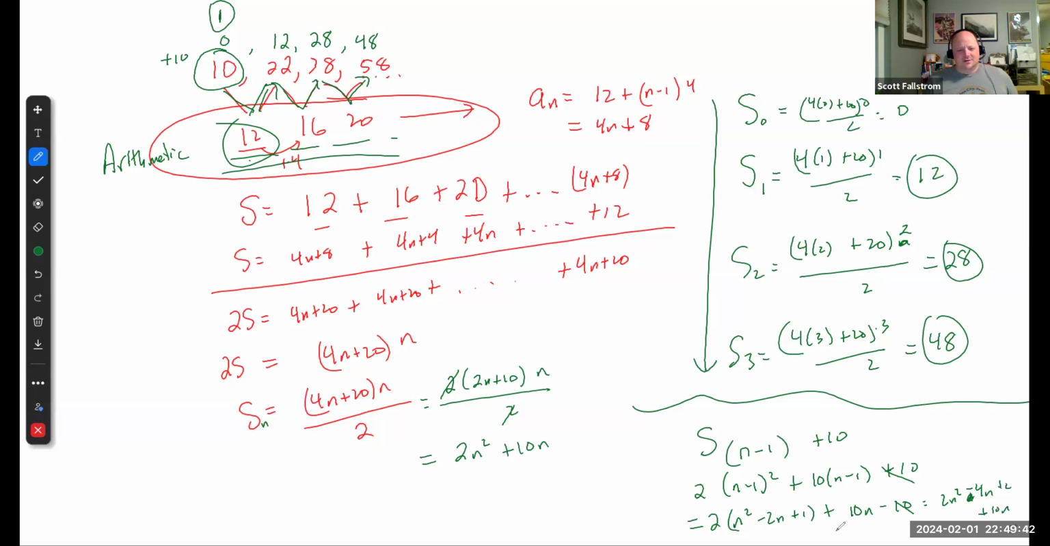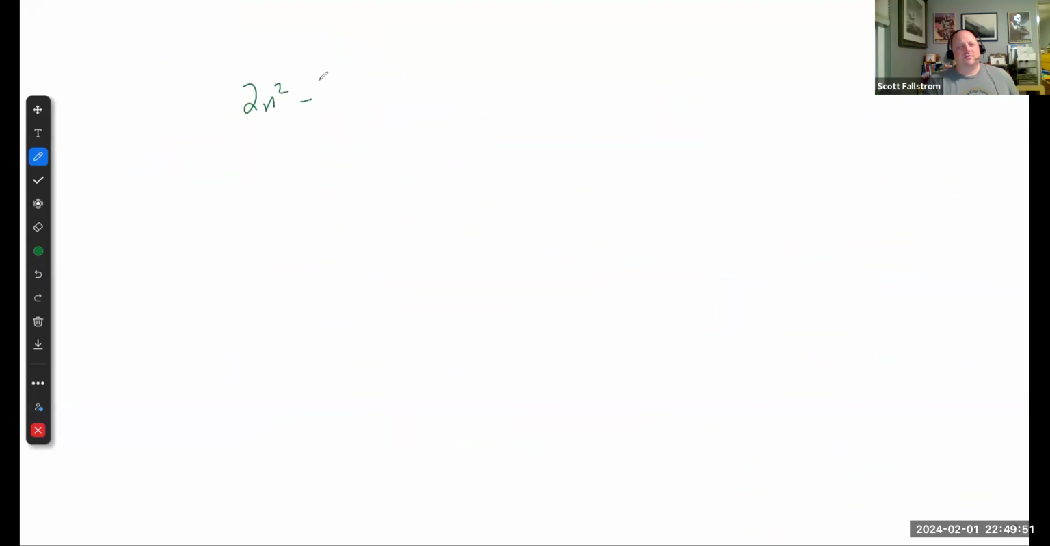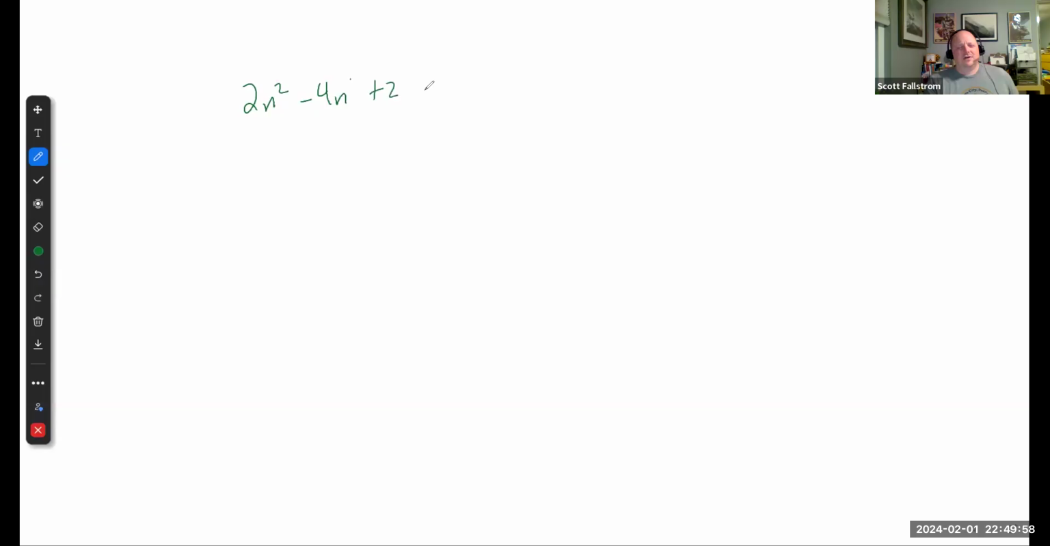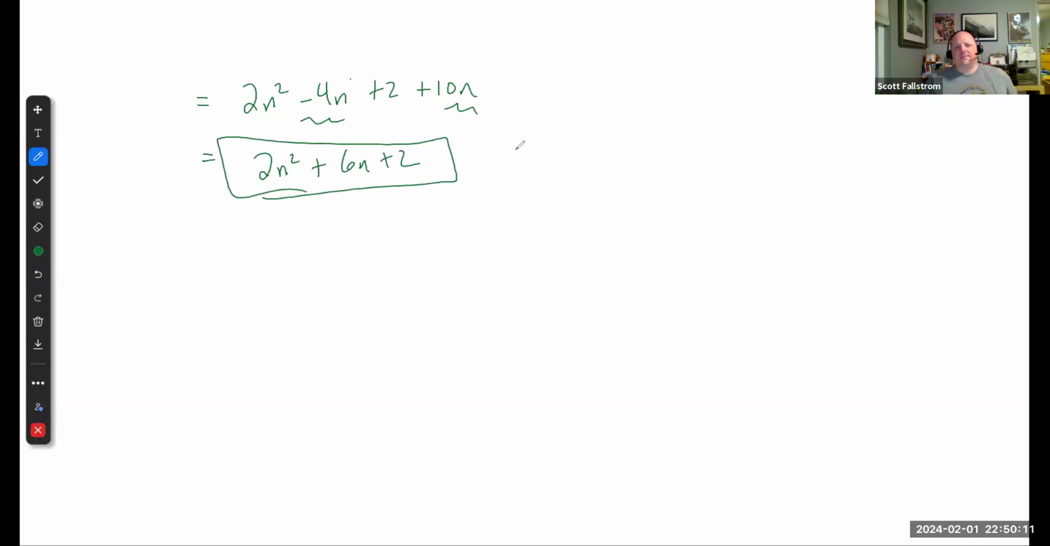So when I combine those, I am running out of space on this page. Let's see here, I'll just add a page. So I have 2n squared minus 4n, and let's go back, what was it? Plus 2, and then a plus 10n, that's what I had. And so if I simplify now, there are like terms. So I end up with 2n squared plus 6n plus 2, which is exactly the same thing we got the first time. So that's how we can go about and do it.